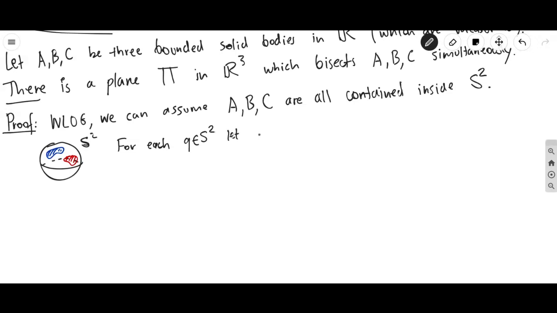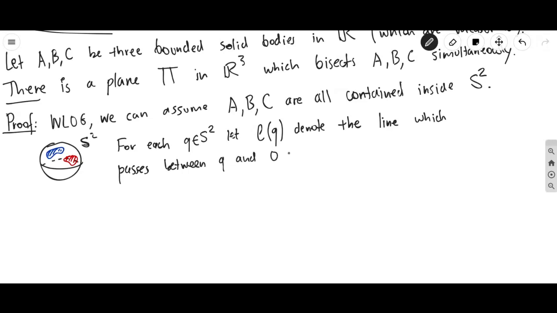let L of Q denote the line which passes between Q and 0. And when we write 0, we just mean the origin in R3.